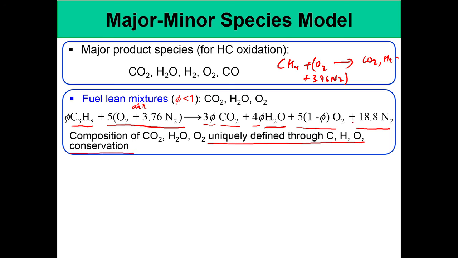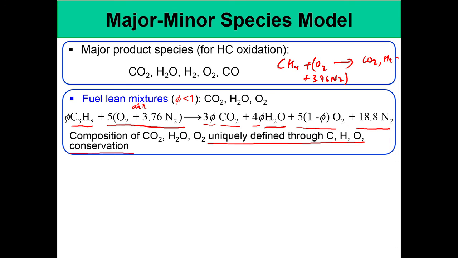That is, just by looking at the reaction, at the 3 atoms of C and 8 atoms of H in propane, the formula for propane, and the formulas for oxygen and nitrogen, you can find out the stoichiometric constants for CO2, for water, and for oxygen and nitrogen, and so on. So, this is uniquely defined.